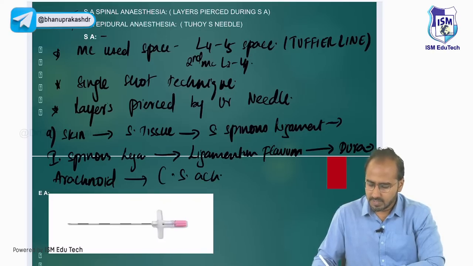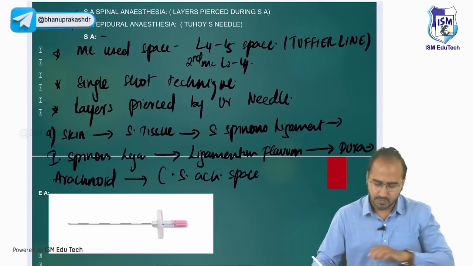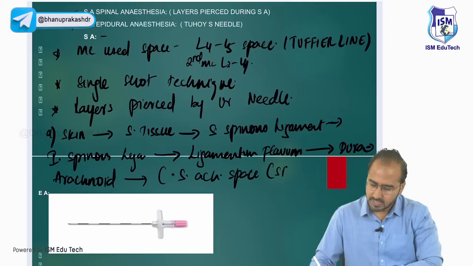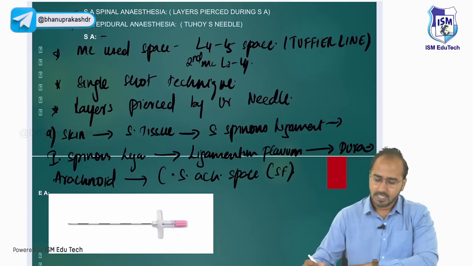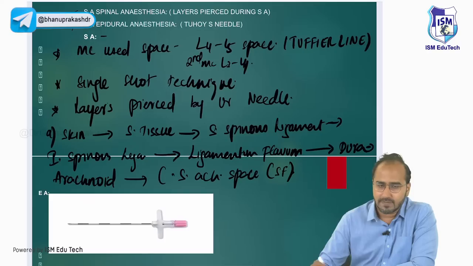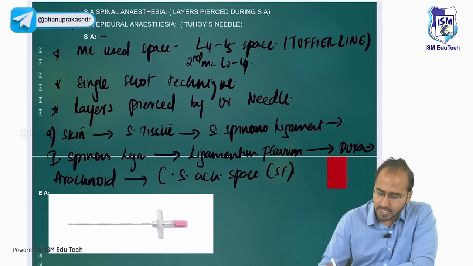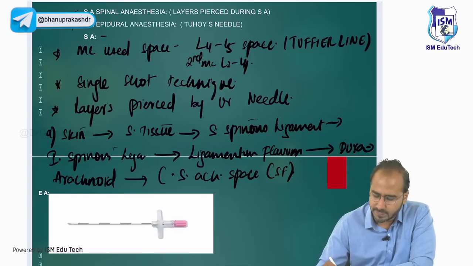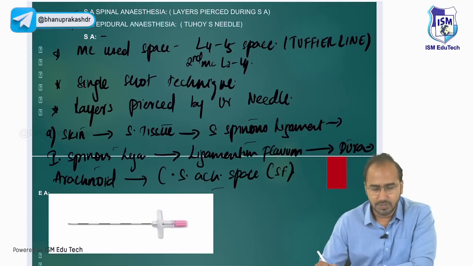Subarachnoid space that has CSF. Is it clear? So remember, guys. The first layer to be pierced is skin, then subcutaneous tissue, then supraspinous ligament, then interspinous ligament, then ligamentum flavum, then dura, then arachnoid and the subarachnoid space where you see the CSF.